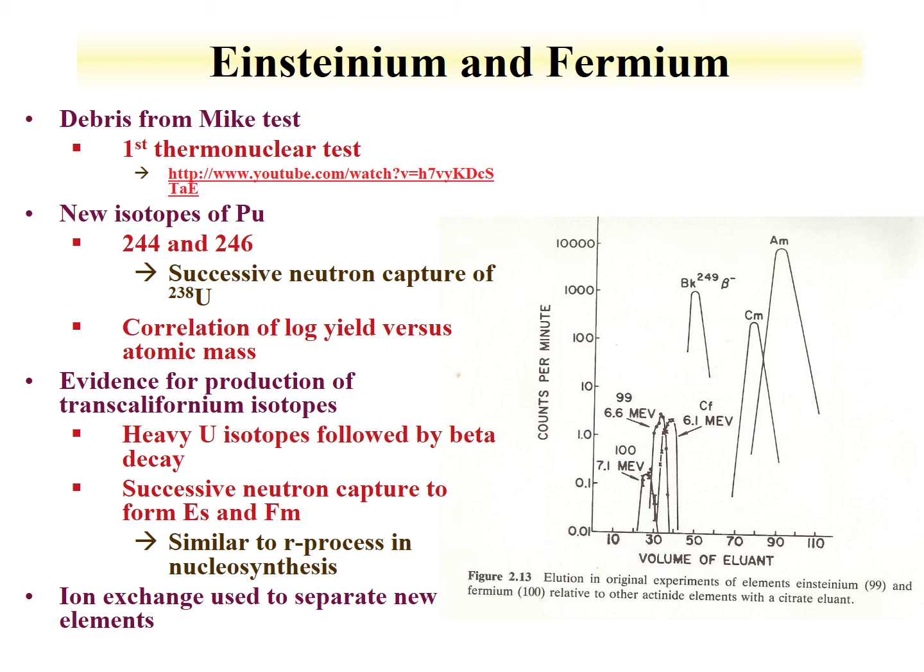This was the first time there was production of trans-Californium isotopes. So you would make these heavy uranium isotopes followed by beta decay. They made Einsteinium and fermium. And as we will discuss in nuclear processes, this is similar to the r process that stars go through, the rapid process, and how elements are made. And as we described earlier, for americium and curium, ion exchange was used to separate these elements.